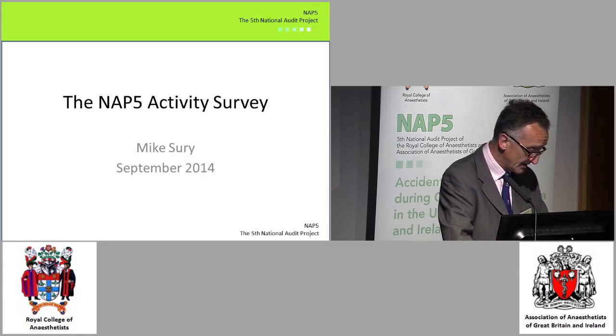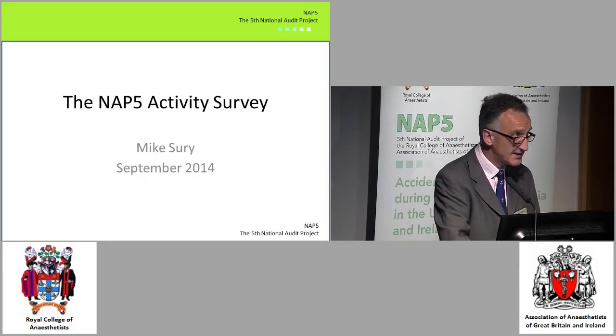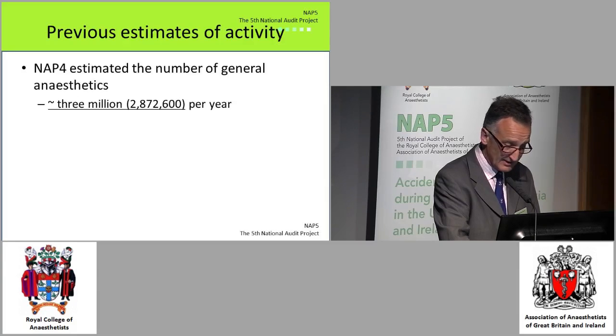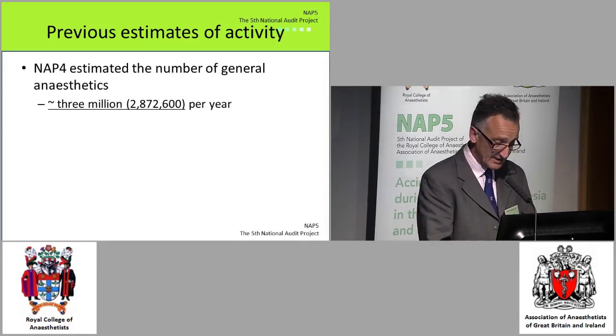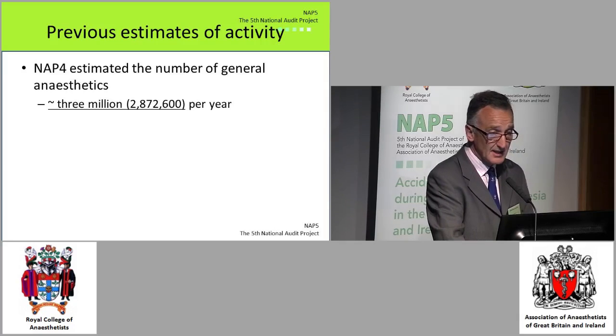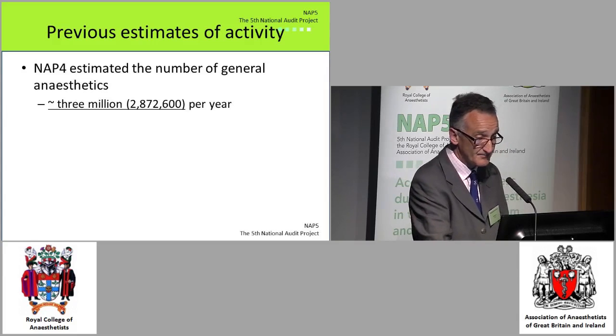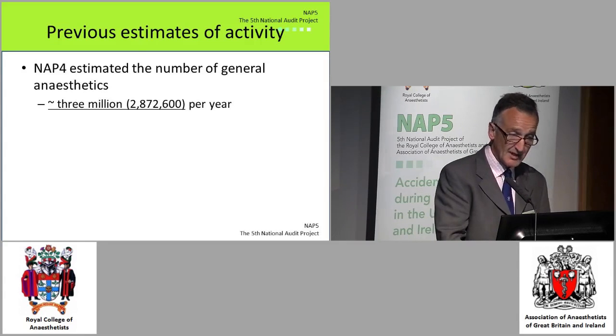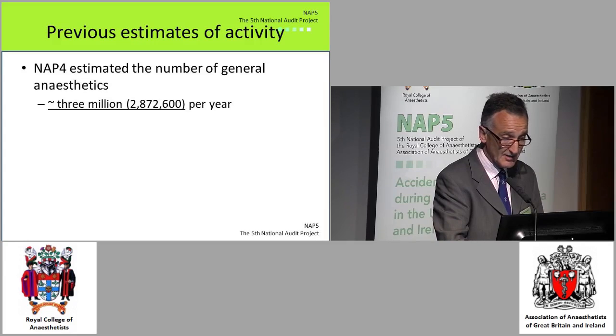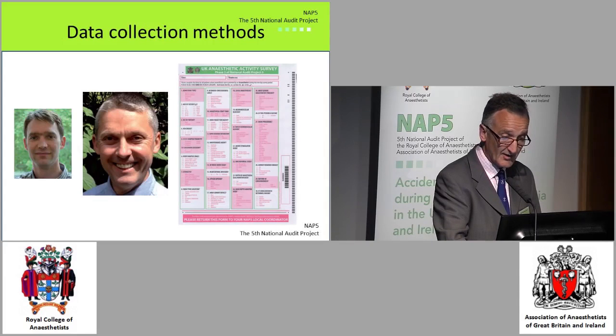Such a big project as NAP5, looking at the incidence of AAGA, needs a denominator. And that is what I'm going to present to you today. NAP4 produced some fine data about the number of general anaesthetics, and only general anaesthetics, and some details about airway management. And that is the number published from the NAP4 estimate, which is very helpful. But it doesn't have data about things that are relevant to NAP5. And so another project was necessary.